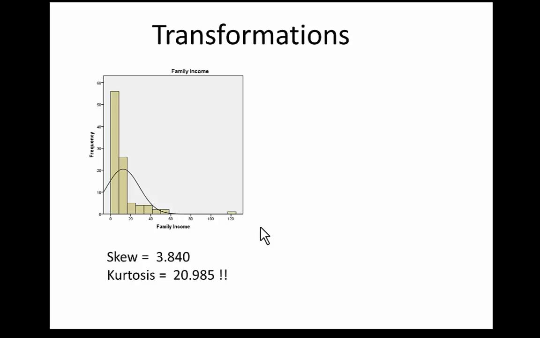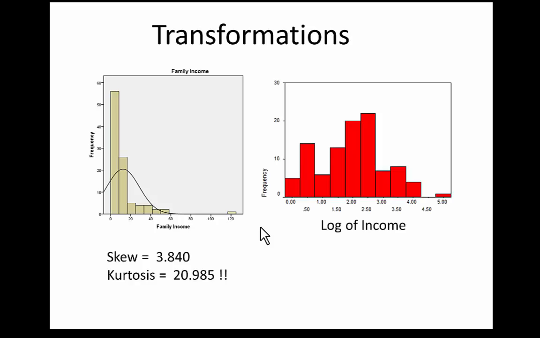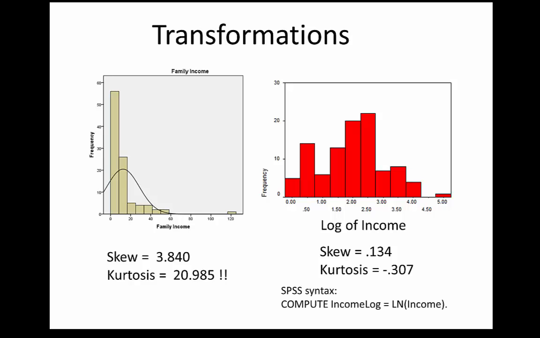Now, a distribution with a smooth positive skew might respond well to a log transformation. In this example, if we take the natural log of the distribution of income, we get a distribution that is much closer to normal. And in fact, the skew and the kurtosis are both much closer to 0. In SPSS, the syntax to accomplish this is a compute statement. Compute new variable equal the log of the old variable.